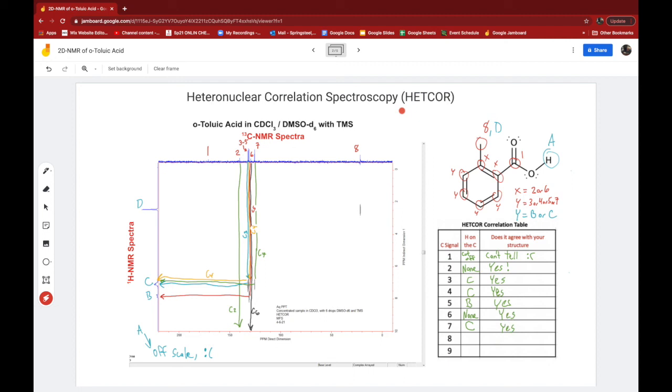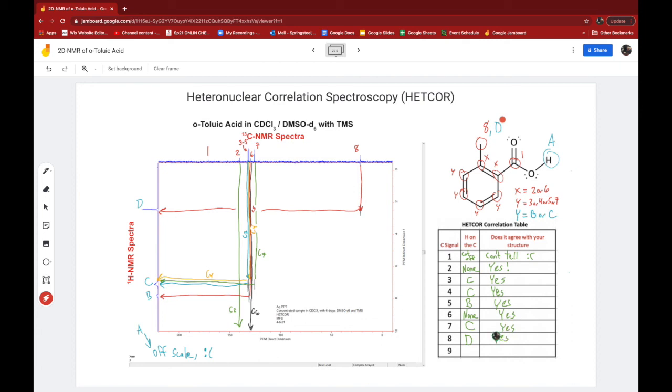And finally, 8. 8 should be an easy one. Eight comes down, it hits right here. And when you come across from that, what do we see? It corresponds to D. It corresponds to D, and does that agree with us? It sure does. We have 8 and D right back next to each other, huh, the methyl? So yes.